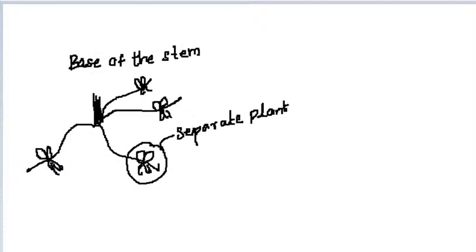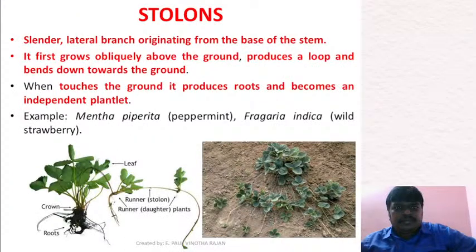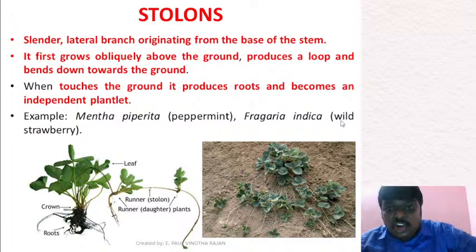The branches arise from the base of the stem. That is called stolons. The next type, examples for stolons are peppermint, the Mentha piperita, and Fragaria indica, strawberries, wild strawberries are examples for stolons.